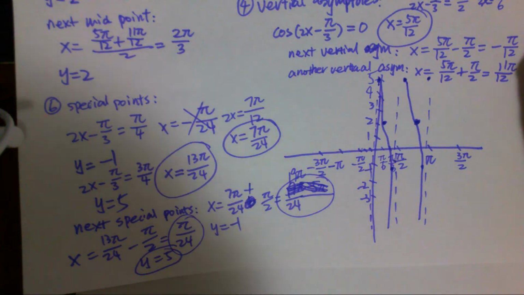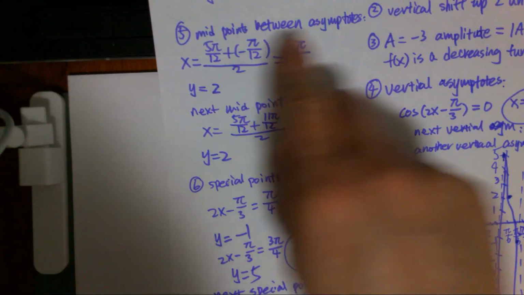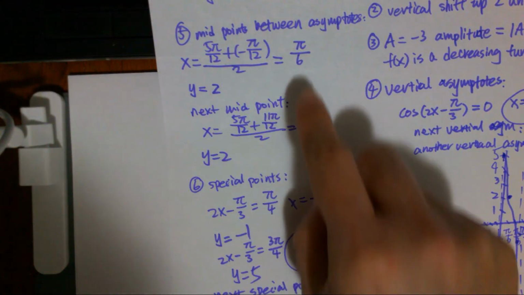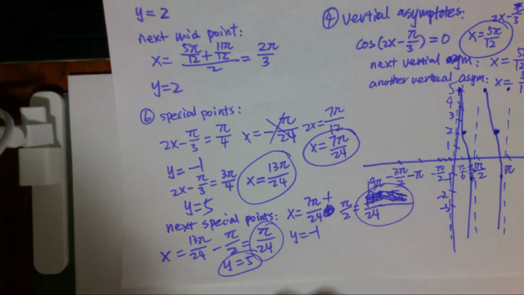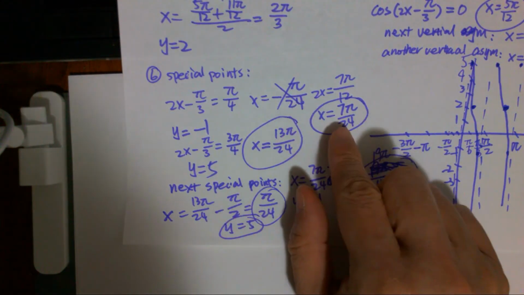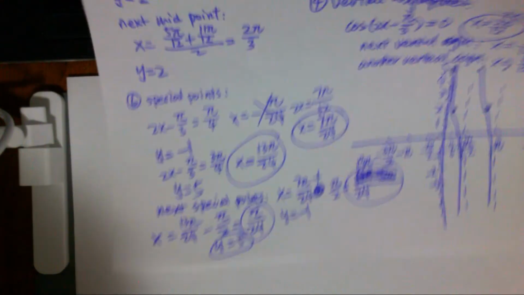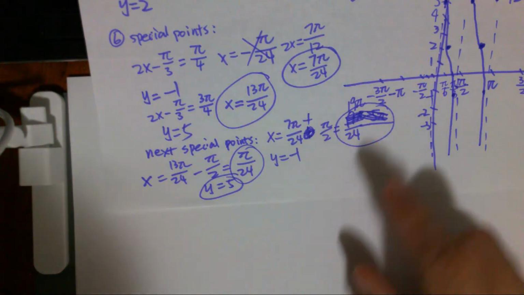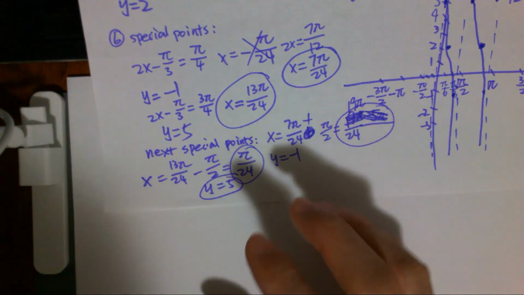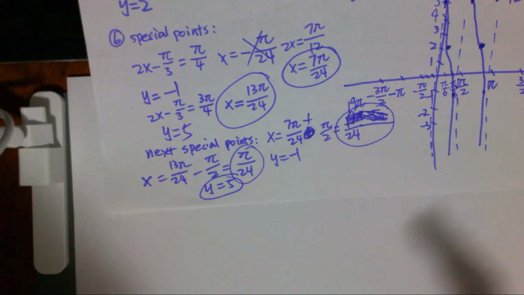Each section has 1 period, and then you have a midpoint calculated between the asymptotes, 6 pi and 2 pi over 3, and then you calculate special points. And I made mistakes here, but I corrected it. It's 7 pi over 24, and then you calculate the next special points. I mean, each section has 2 special points. So you need to calculate the next section.